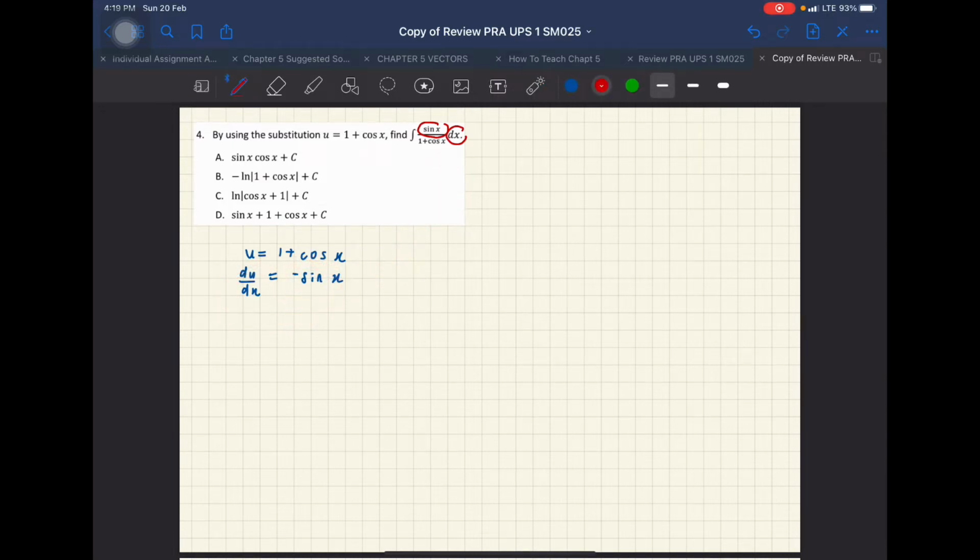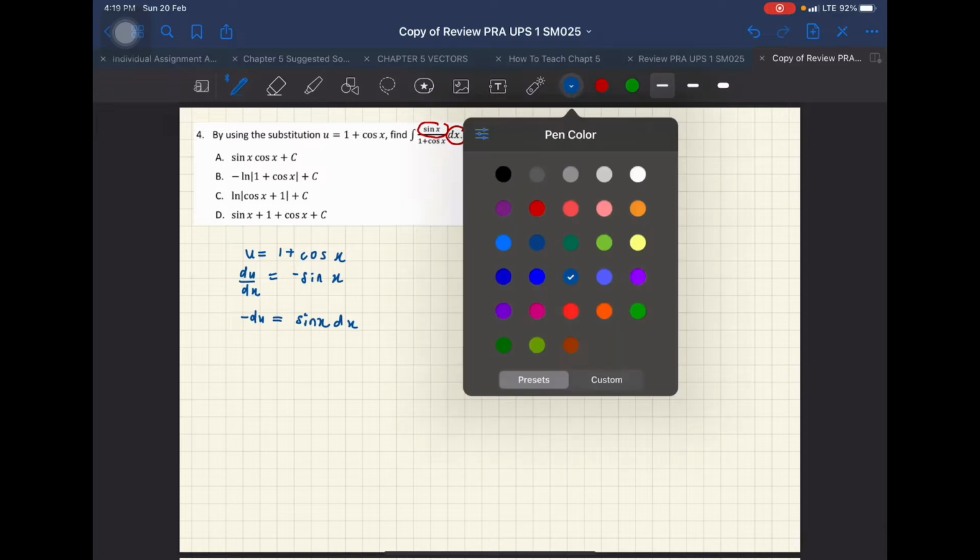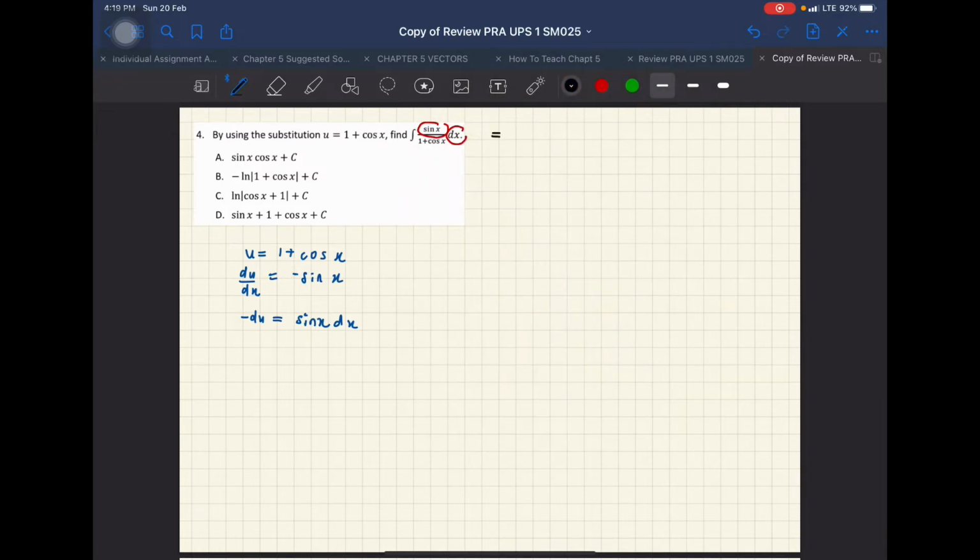Okay, so what do we do there? We bring the negative to the left hand side and then we bring the dx to the right hand side. So you will get negative du is equal to sin x dx. Settle. Okay, so let's substitute into your question. You will get the integral of 1 over u multiplied with negative du. Okay, so we can integrate directly. Negative is a constant, you put it in front. Okay, and then you will get ln u plus c.